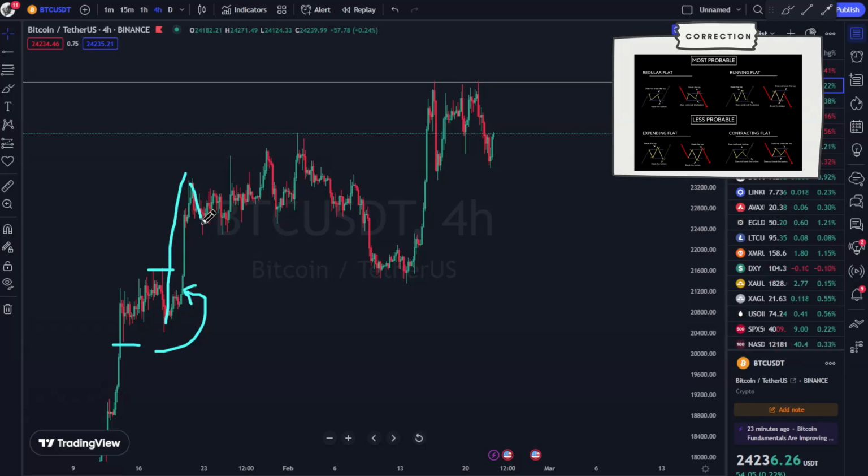All right, now you get another range, another correction. We know about this one. This is a regular flat. So correction, because of that correction, you take this stop loss, you move it right there. You get an impulse, breaks the top.